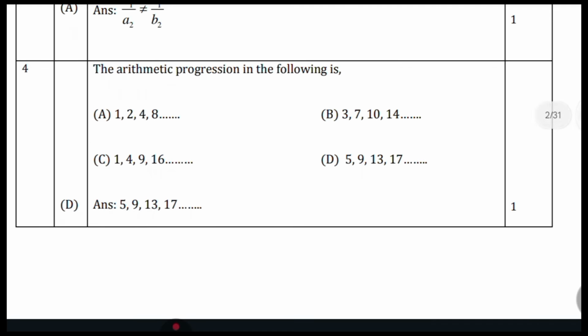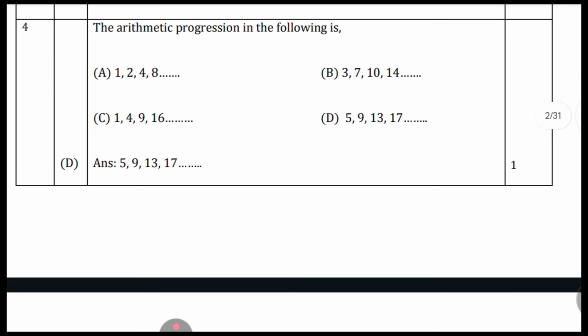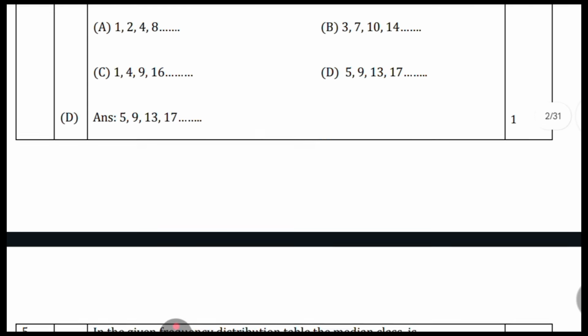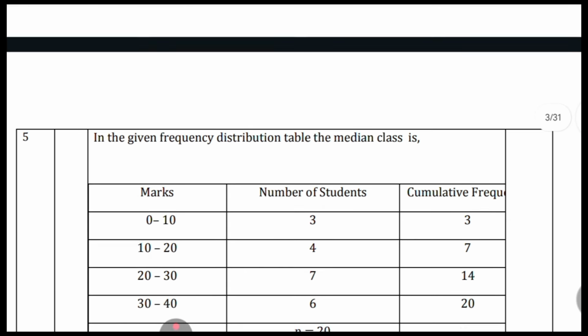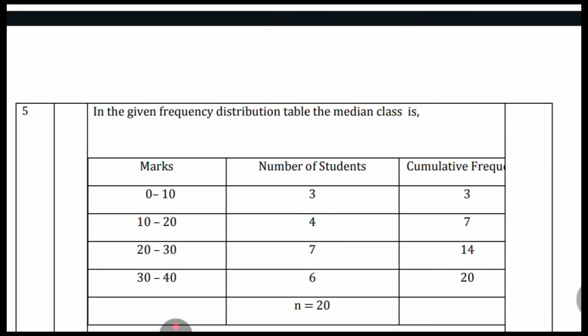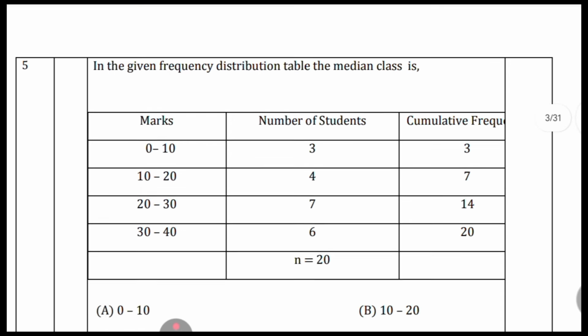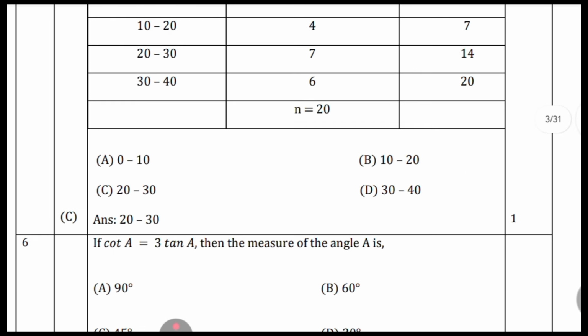Coming to the fourth question, the arithmetic progression in the following is 5, 9, 13 and 17, which is the correct answer for the arithmetic progression. What is the correct sequence? Fifth question, in the given frequency distribution table, the median class is, so option C is correct.